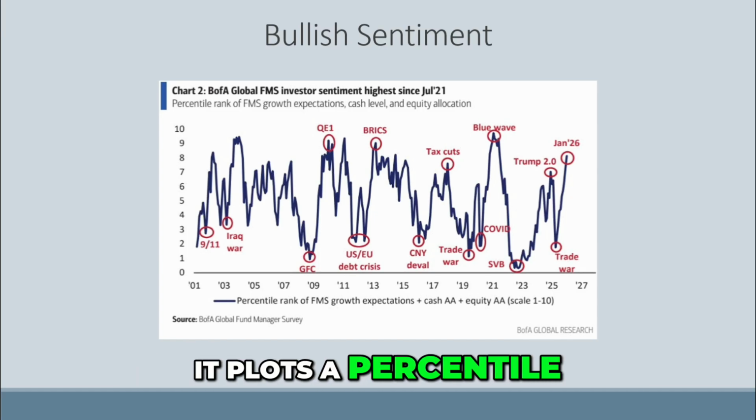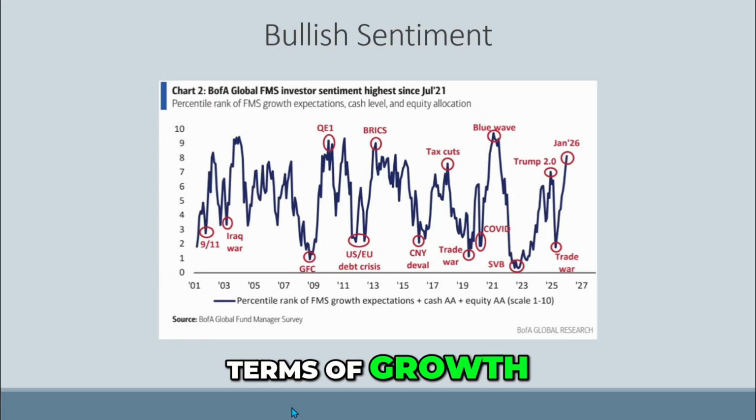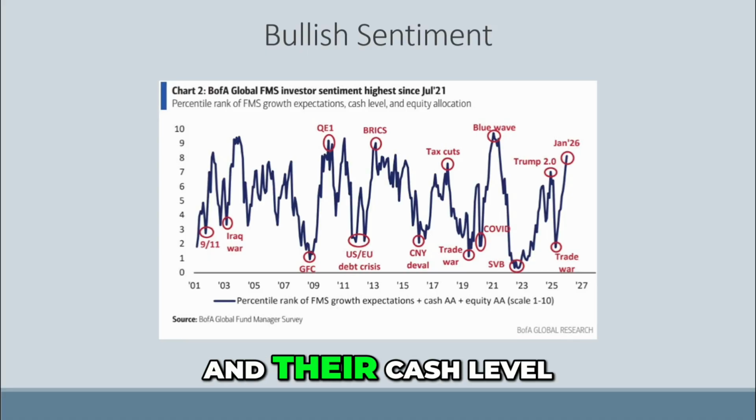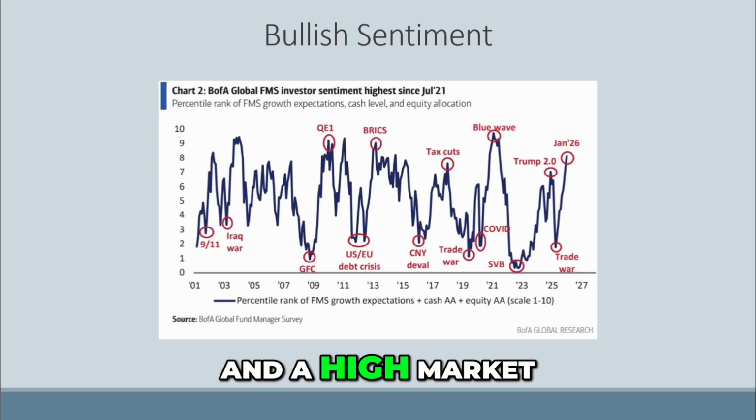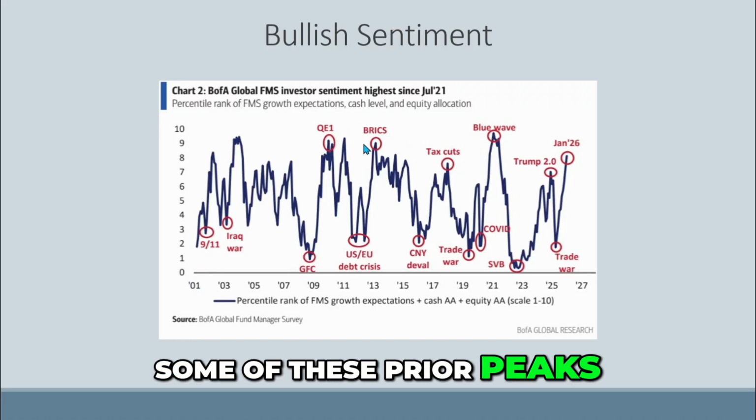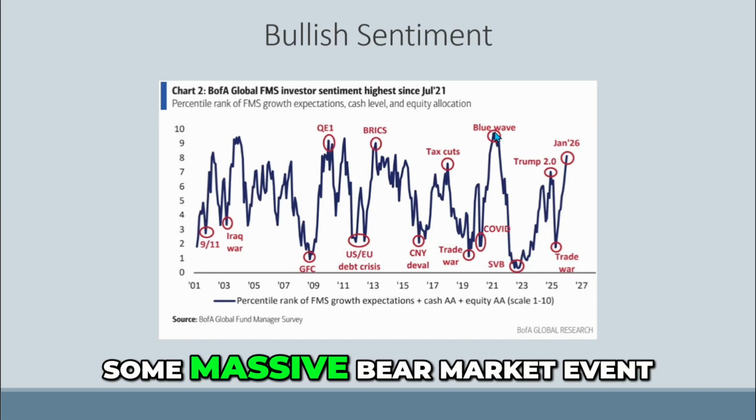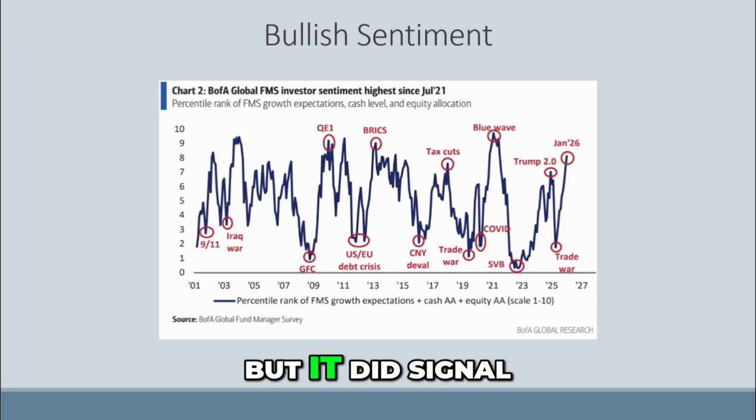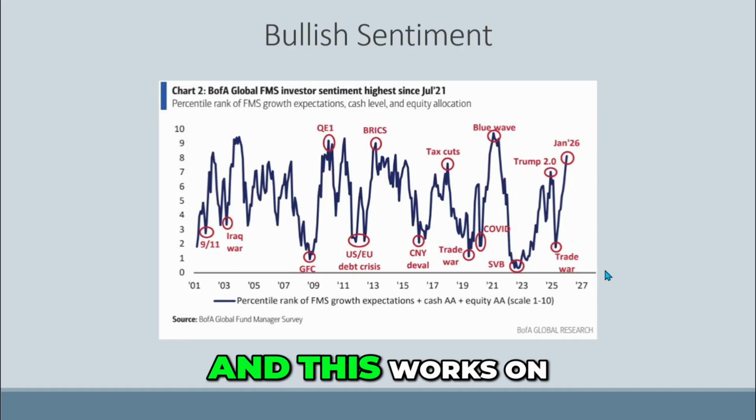So what the chart on here shows is it plots a percentile rank of these fund managers and what they expect in terms of growth, as well as their stock market exposure and their cash level. If they're holding high levels of cash because they're fearful, or low levels of cash and a high market allocation because they're bullish. And so you can see right now we are getting toward a bullish extreme. This goes all the way back to 2000, and you can see some of these prior peaks. And getting up to these prior peaks didn't necessarily trigger some massive bear market event, but it did signal that some of the easier times in the market were behind us at that point.